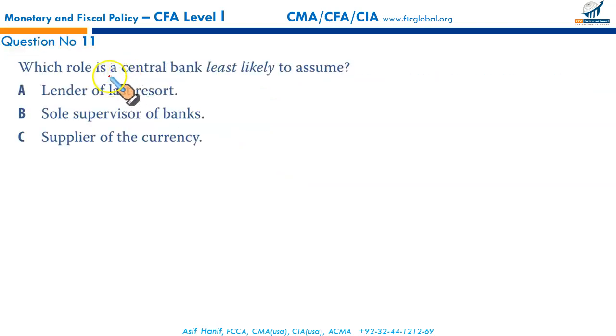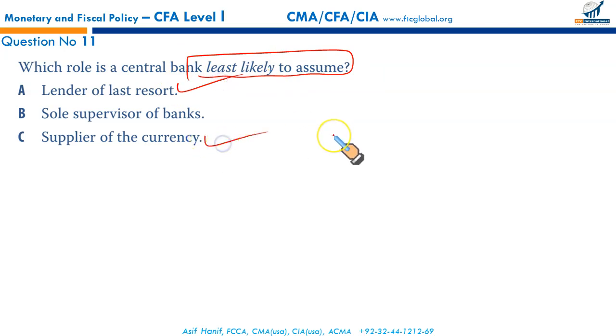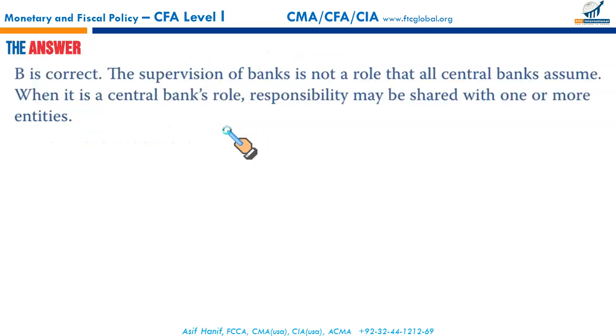Which role is a central bank least likely to assume? Lender of last resort, yes. Supplier of currency in the economy, yes. Sole supervisor of the banks. Well, this is not a role that all central banks assume. Normally they do, but this is not the role all central banks would assume. When it is the central bank's role, the responsibility may be shared with one or more entities, not just the central bank alone. So yes, central bank is the bank of bankers, but despite that, this is not the sole role they may have. So that makes B the correct option.